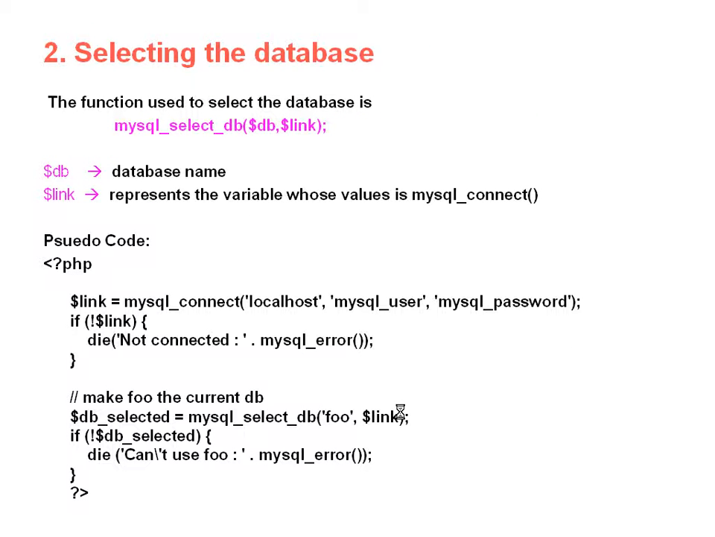Selecting the database. The following function is used to select the database: mysql_select_db, which takes two arguments: database and connection variable. The first argument takes the database name and the second argument represents the variable whose value is in mysql_connect.